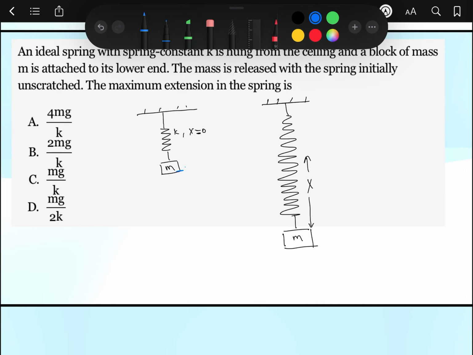Initially, before releasing this mass M, the initial velocity of this block of mass M was 0. And let me call this the situation of maximum extension in the spring. Then at this point also the velocity of the particle will be 0, because after this instant the particle will not keep moving down; it will move in the backward direction due to the restoring force of this spring.